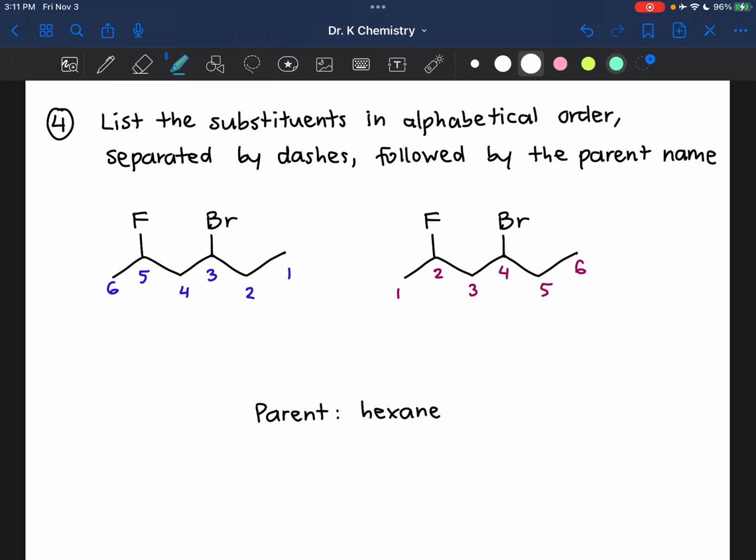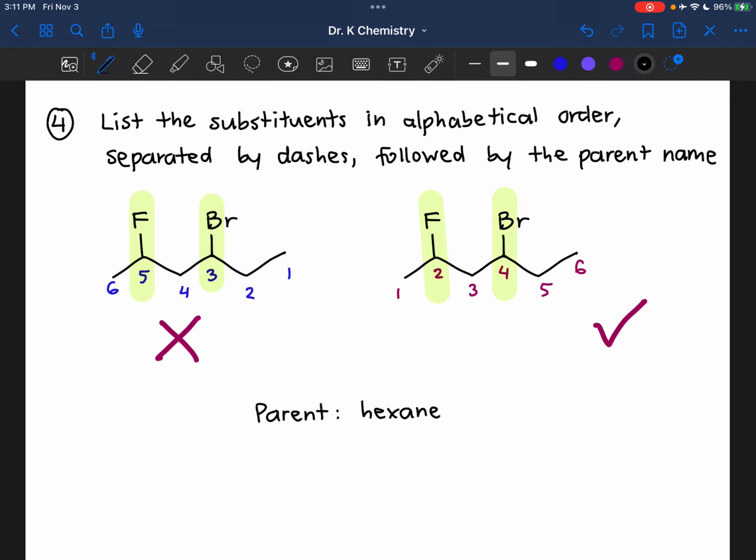Now notice on the numbering system on the left, the substituents appear on carbons 3 and 5. On the example on the right, the substituents appear on carbons 2 and 4. So this is the numbering system I want to use. I want to give them the lowest possible number. I do not want to give them higher numbers than I have to.